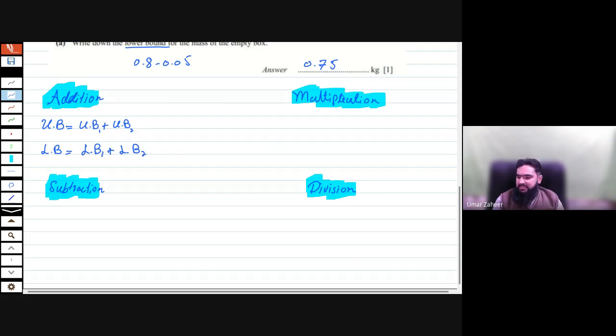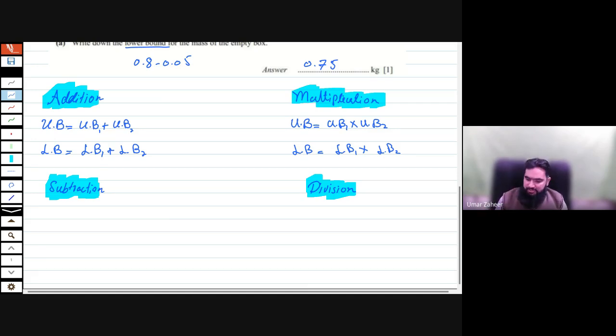It is exactly the same in multiplication. If you need to find the upper bound and the case is multiplication, you take the upper bound of the first quantity and the upper bound of the second quantity, and for the lower bound, you take the lower bound of the first quantity and the lower bound of the second quantity. So this is for addition and multiplication.